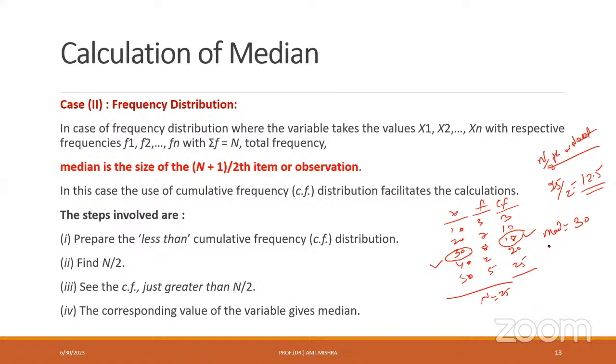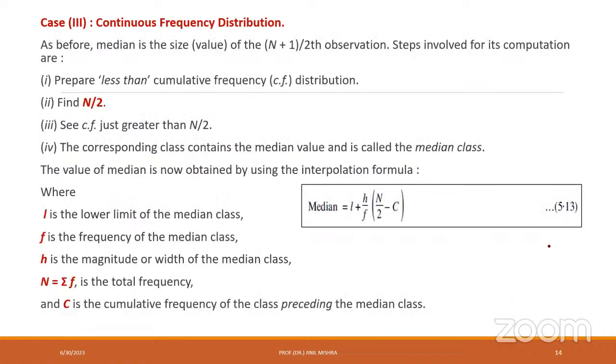Now move to the continuous series. If it is a continuous series, then how to calculate the value of the median? Let's say these things are given, but instead of this formula, we can take another formula, the same thing but written in a separate process.